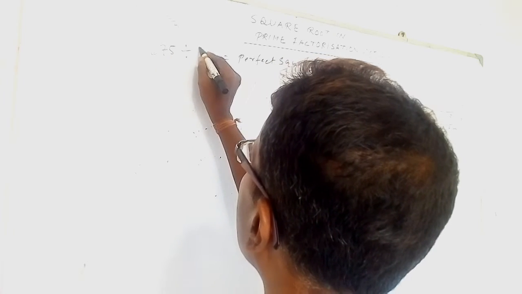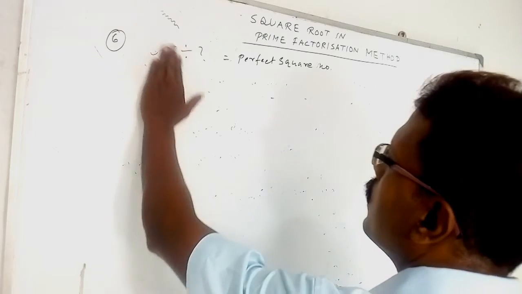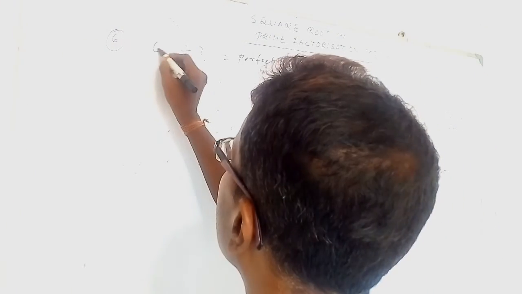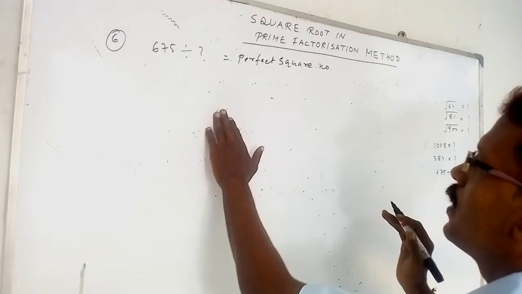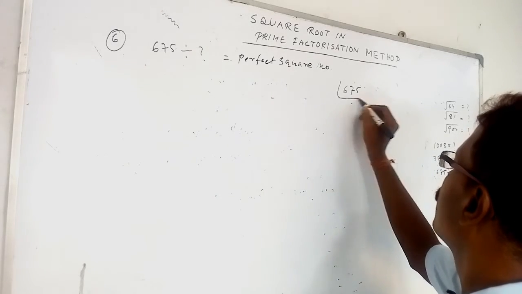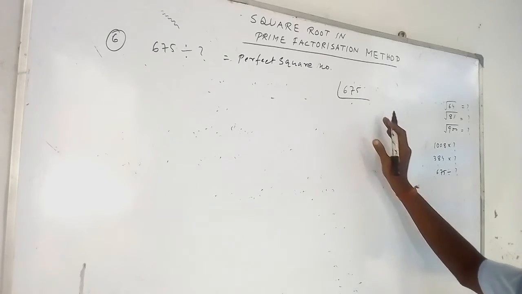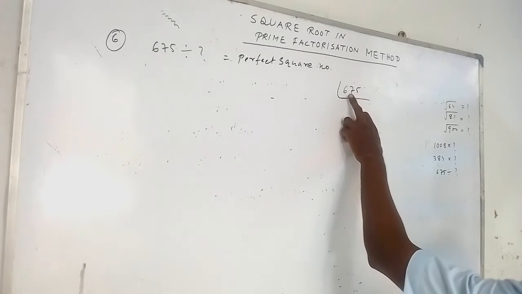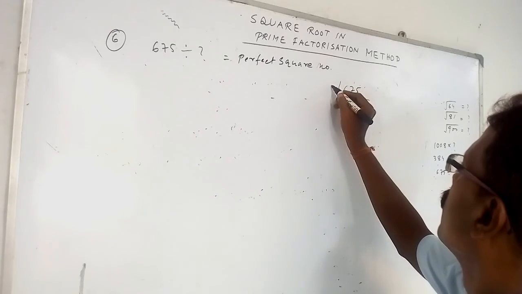675 divided by what to make it a perfect square number? This is our last video. The process is similar. First you have to prime factorize 675, and since it is an odd number, it is not divisible by 2. Now 6 plus 7 is 13, 13 plus 5 is 18. Yes, 18, that is, it is divisible by 3.